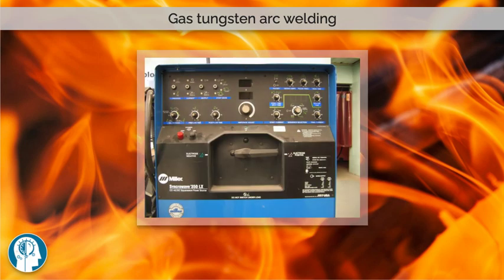However, GTAW is comparatively more complex and difficult to master, and furthermore, it is significantly slower than most other welding techniques. A related process, plasma arc welding, uses a slightly different welding torch to create a more focused welding arc and as a result is often automated.